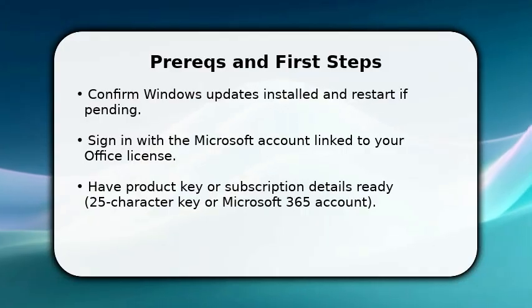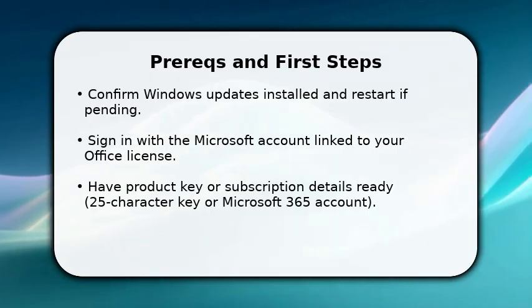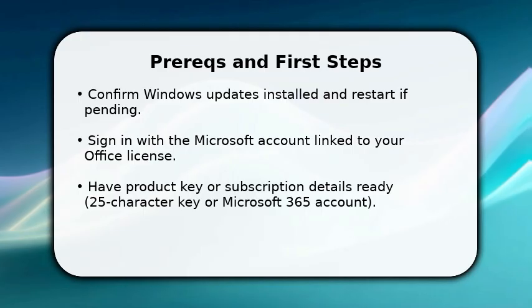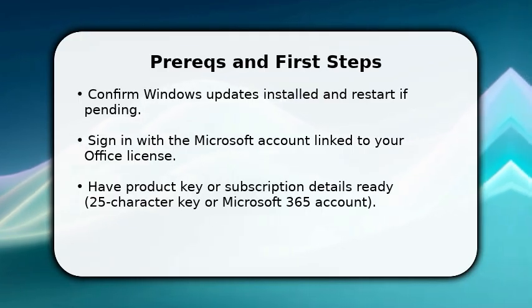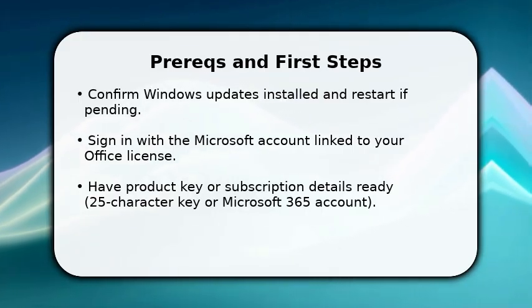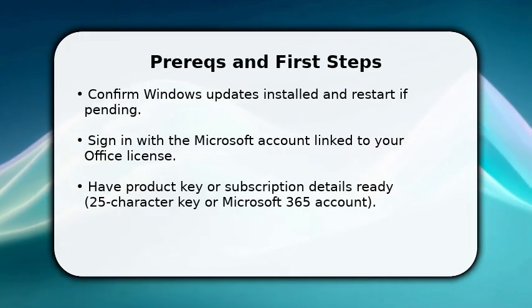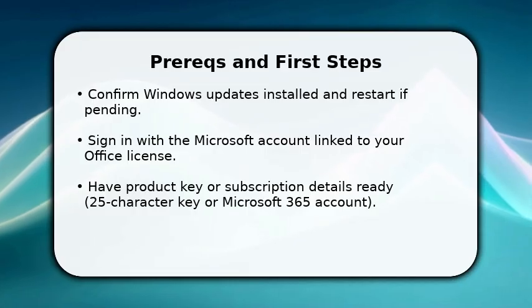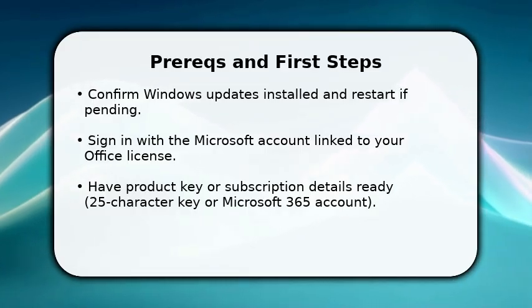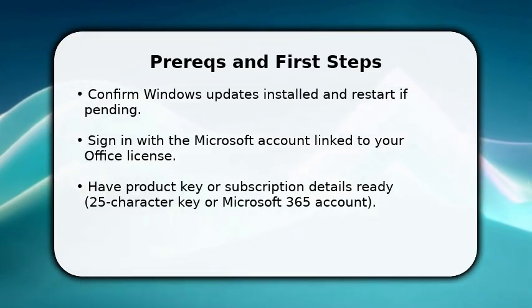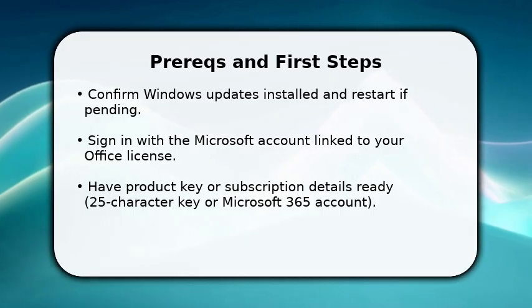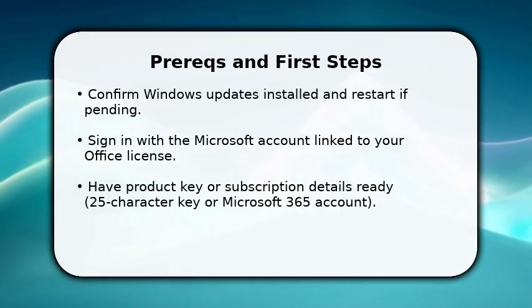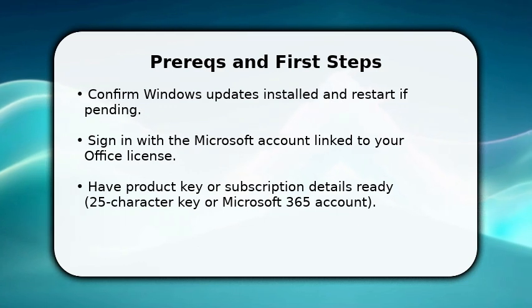You need a ready system and the right account, so start by installing all pending Windows updates and restart. Next, sign into Windows or the Office installer with the Microsoft account that owns the license. This avoids activation delays. If you have a product key, keep the 25-character code handy. If you use Microsoft 365, ensure subscription shows under your account. Once done, open any Office app to begin activation and follow the on-screen prompts to continue the process.